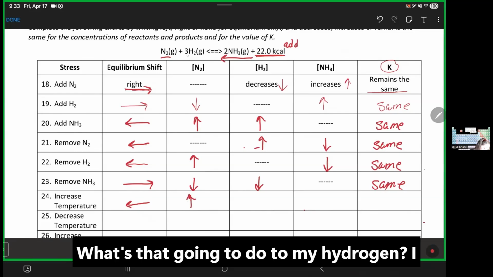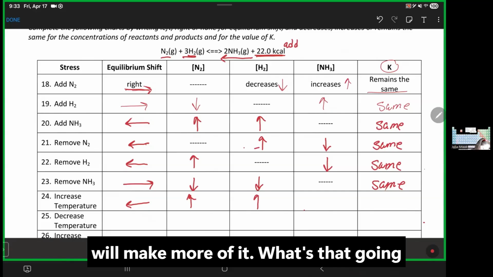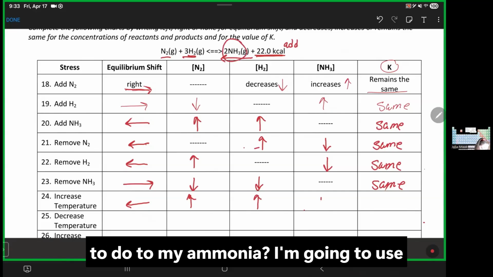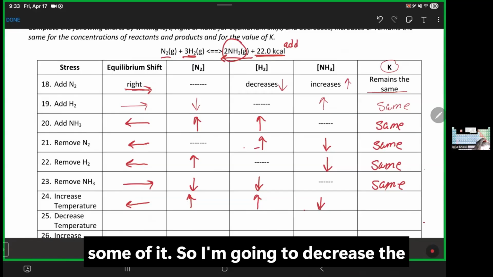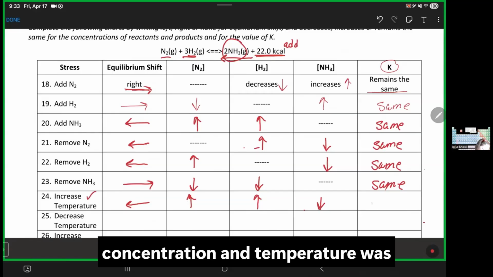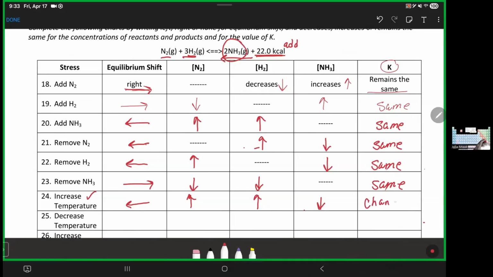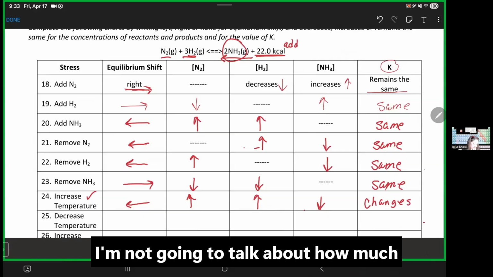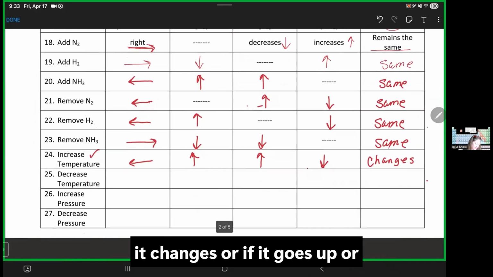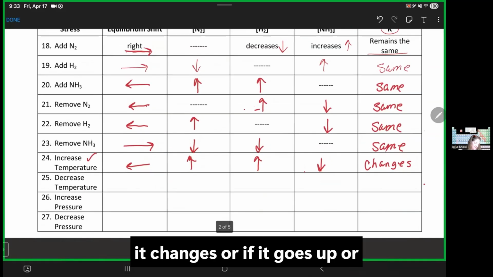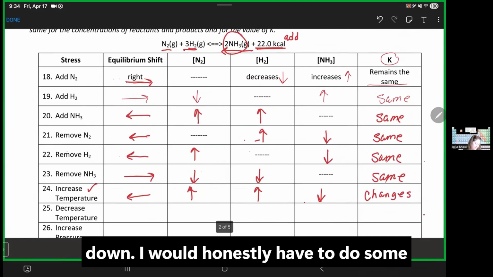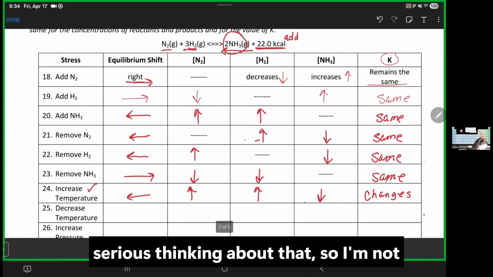What's that going to do to my hydrogen? I will make more of it. What's that going to do to my ammonia? I'm going to use some of it. So I'm going to decrease the concentration, and temperature was involved, your temperature changes. Your K changes. I'm not going to talk about how much it changes or if it goes up or down. I would honestly have to do some serious thinking about that. So I'm not going to talk about that right now.